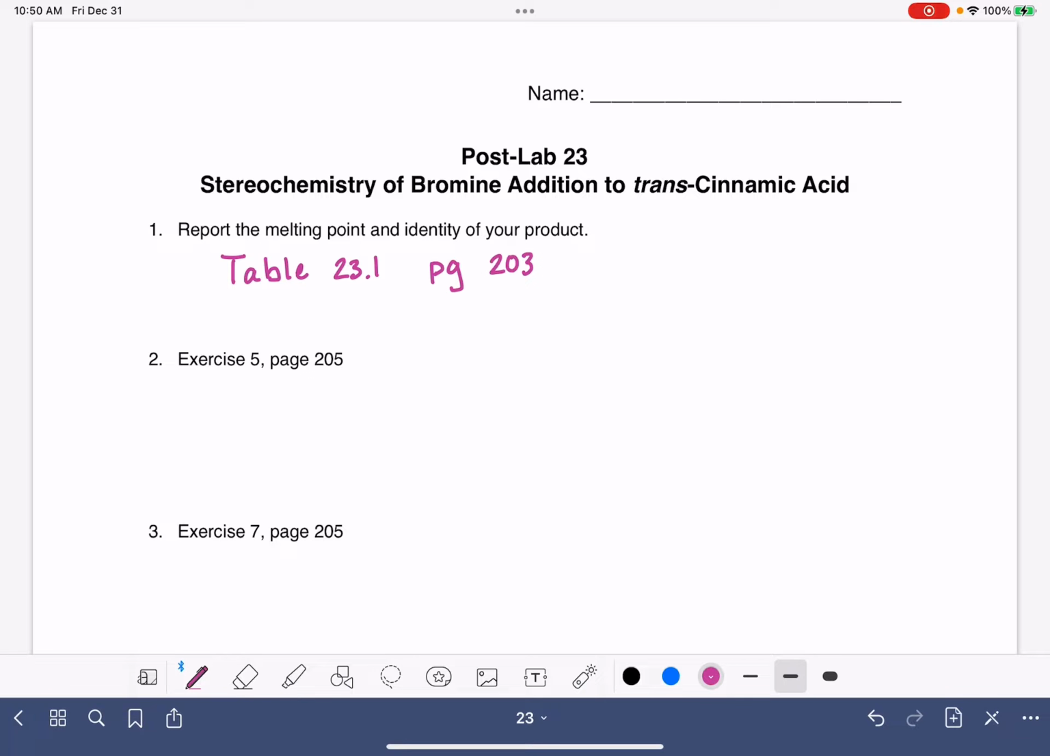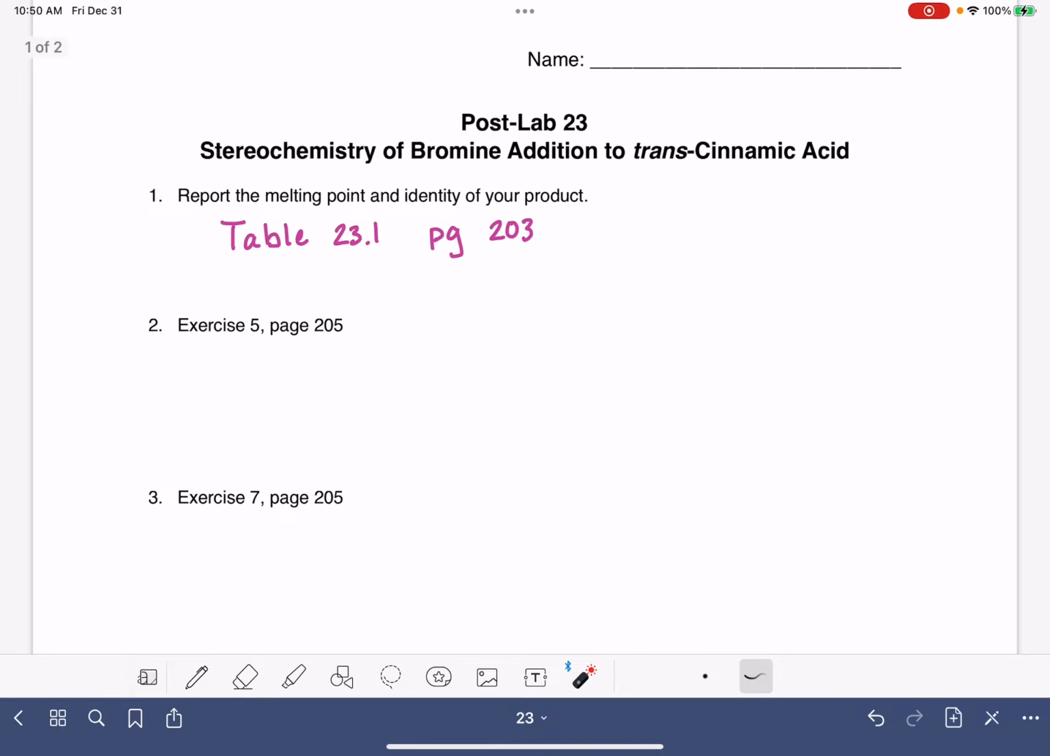And this should be a pretty simple identity because the melting points are different by about 100 degrees. Then you have a couple questions from the textbook. Question number 5 is one of those ones where it's giving you a few different possible mistakes that you could have made in lab and asking you to think about how that would have affected the outcome of the experiment.